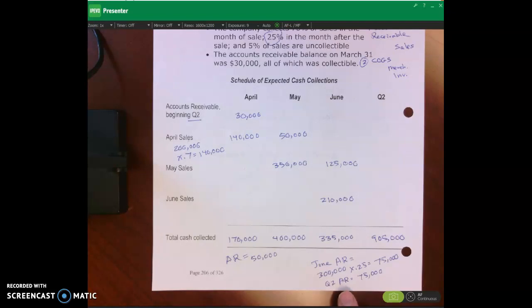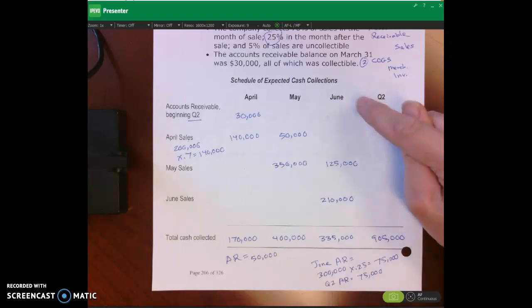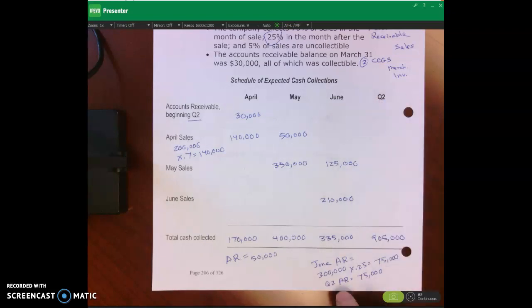Why is that the same? Well, what is the end of quarter two? The end of quarter two is the end of June. So this is really asking the same question. If I said, what's accounts receivable at the end of June? That is the same thing as asking, what is accounts receivable at the end of quarter two? Because the end of quarter two is the end of June. So hopefully you got those both right.